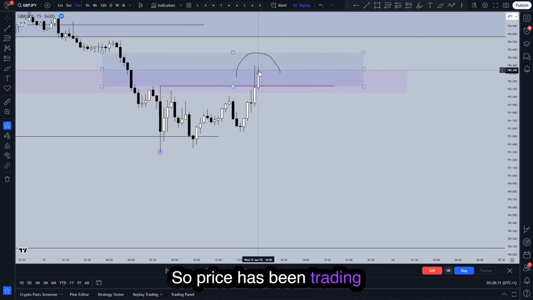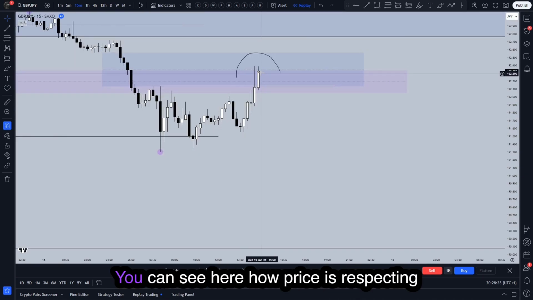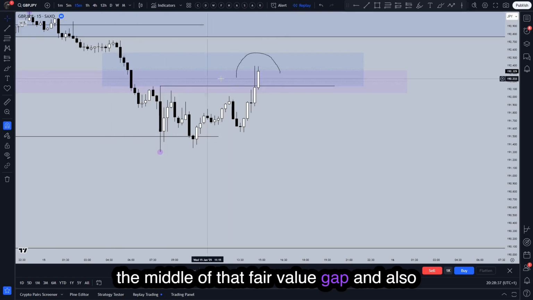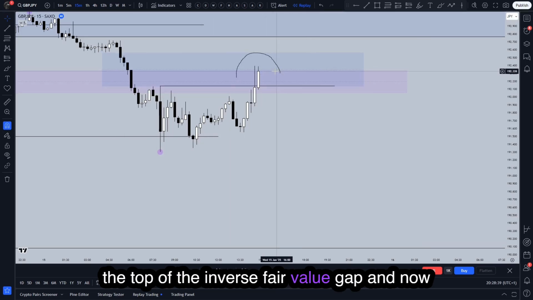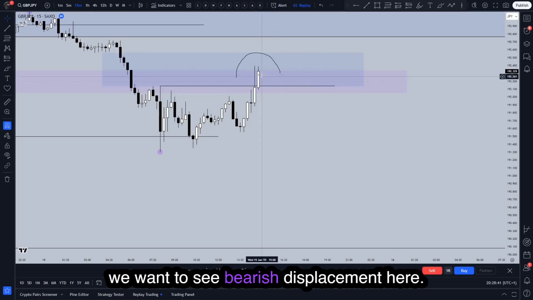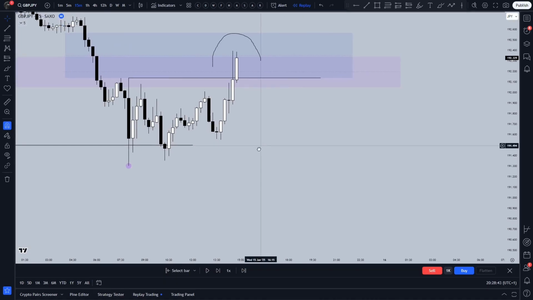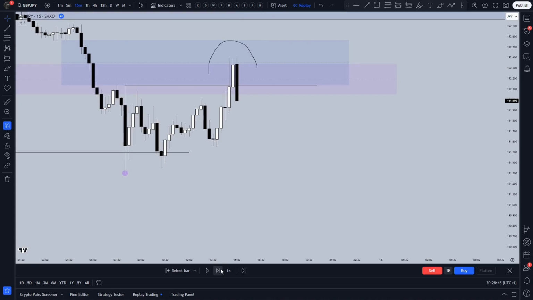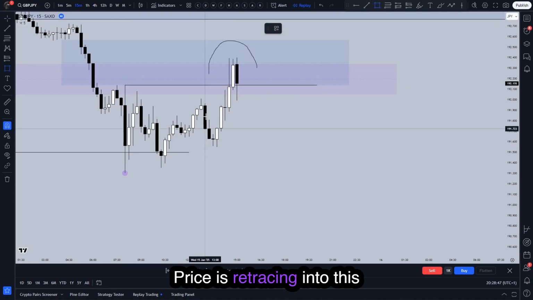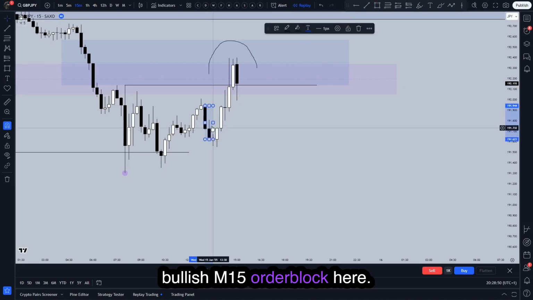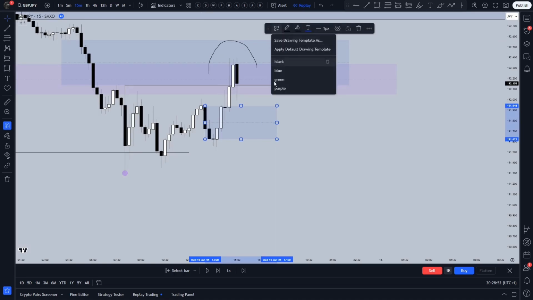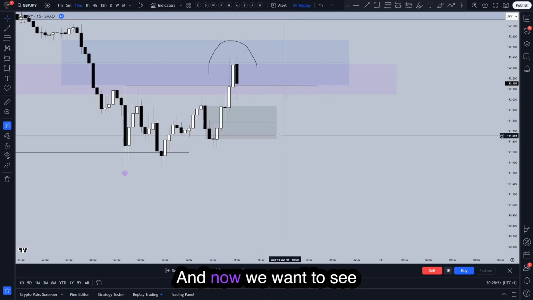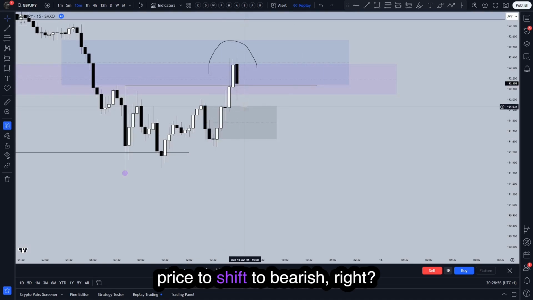So price has been trading now at the key level. You can see here how price is respecting the middle of that fair value gap and also the top of the inverse fair value gap. And now we want to see bearish displacement here. So price is retracing into this bullish M15 order block here. And now we want to see price to shift to bearish, right?